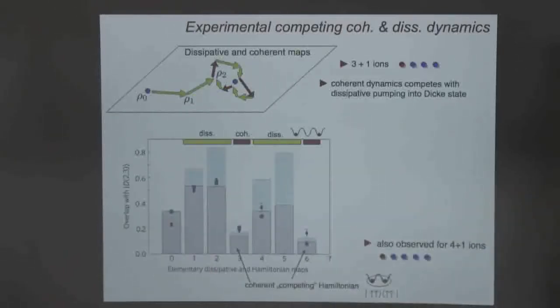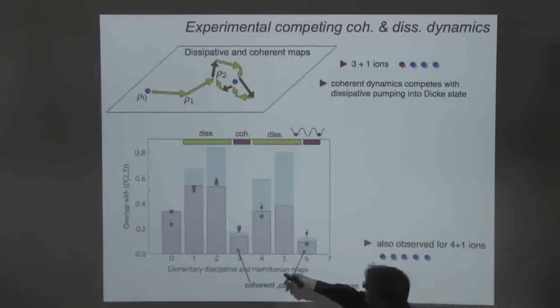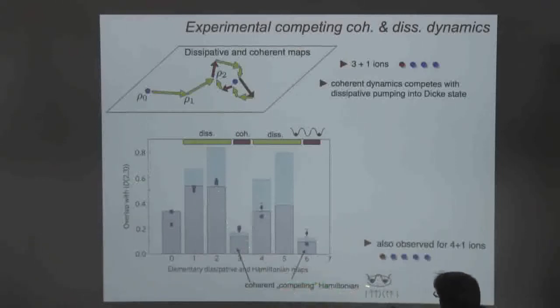If we then combine the dissipative dynamics with coherent dynamics, we see that initially the system is, as before, driven towards the 3-qubit Dicke state. And then the coherent competing Hamiltonian, which is active if 2 spin excitations are present on neighboring sites, suppresses these dynamics as we've seen in the numerics before, and then subsequent application of another dissipative map again builds up this coherence, and so on and so on.